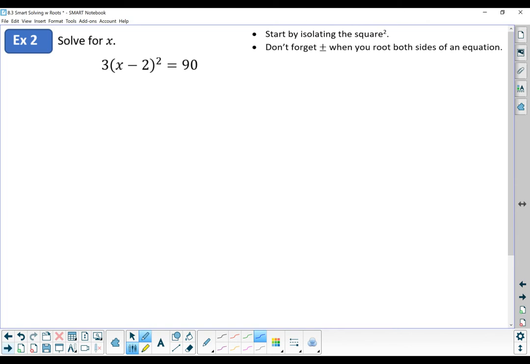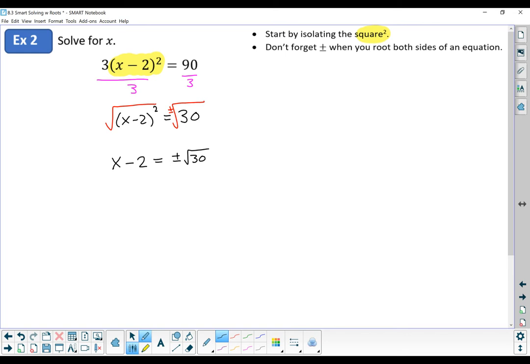Okay, this equation looks a little bit different because it has a binomial in it, but you are just going to isolate whatever is squared. So we want to get that x minus 2 squared by itself. So in this case, we want to start by dividing both sides of our equation by 3. That leaves us with x minus 2 squared is equal to, and 90 divided by 3 is 30. We have our square isolated, so now we're going to apply the square root to both sides of our equation. Don't forget your plus or minus symbol when you do that. So now we have x minus 2 equals plus and minus root 30.